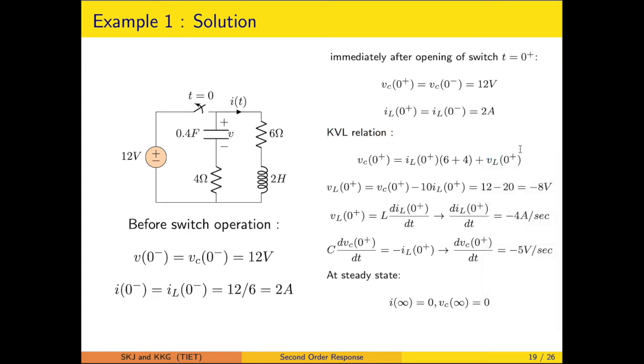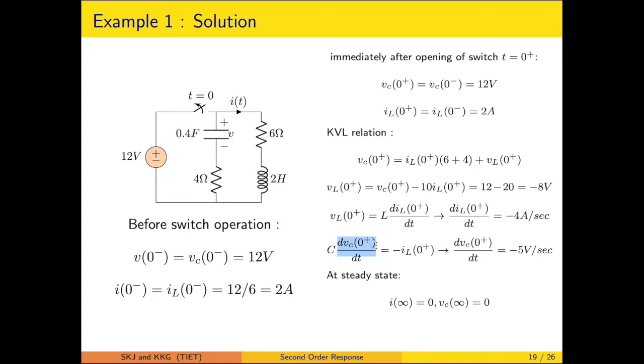That is a simple arrangement. On this basis, you can calculate VL of 0 plus. That gives a numerical value like this. VL of 0 plus is nothing but L dIL upon dt. So that is calculated likewise. Once this is known, you can calculate the derivative of the capacitor voltage at time t equal to 0 plus.